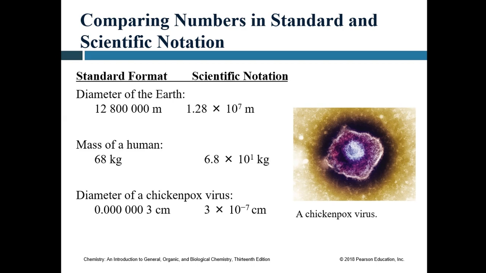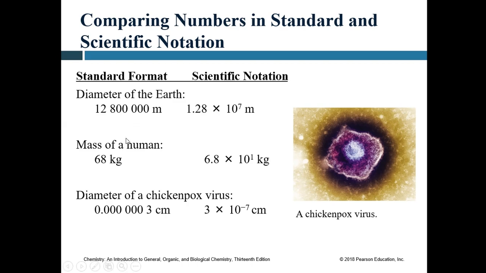As we compare numbers in standard and scientific notation, you will notice we have 12,800,000 meters as the diameter of the Earth. If we write that in scientific notation, let's move our decimal 1, 2, 3, 4, 5, 6, 7 places to get to just the number 1. So 1.28 times 10 to the 7th.